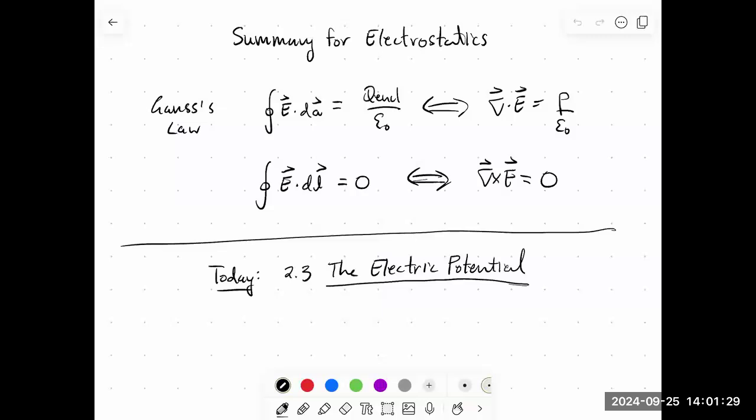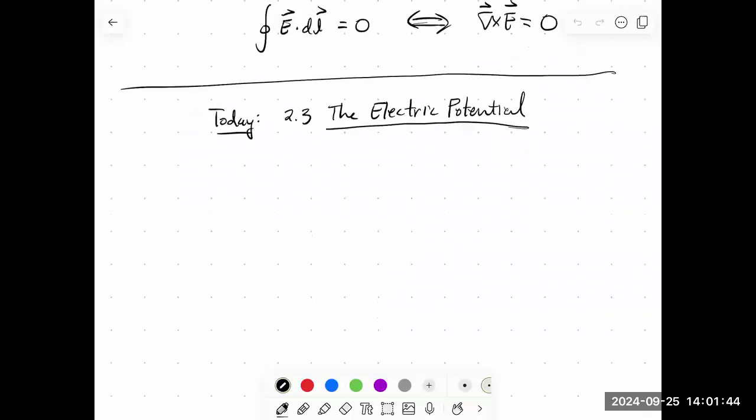And then we could take Stokes' theorem and show that that's equivalent to saying that the curl of E had to be zero. So this, as far as I know, this second set of expressions doesn't really have a name, but they are part of the Maxwell equations.